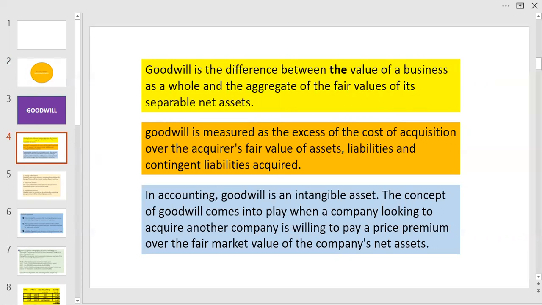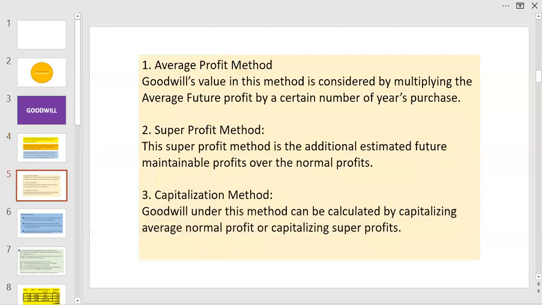In accounting, goodwill is an intangible asset. The concept of goodwill comes into play when a company looking to acquire another company is willing to pay a price premium over the fair market value of the company's net assets. These are a few different definitions of goodwill. Valuing goodwill is unscientific and it's only arbitrary.